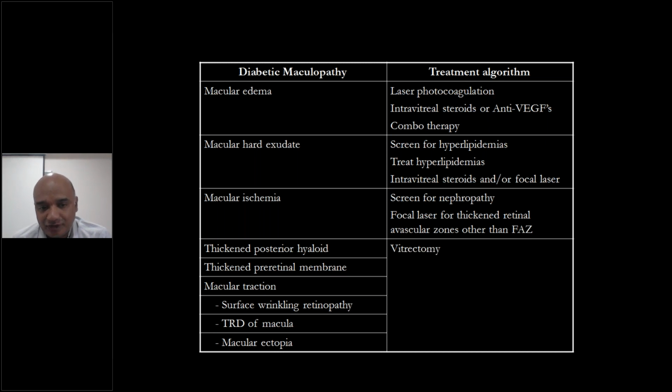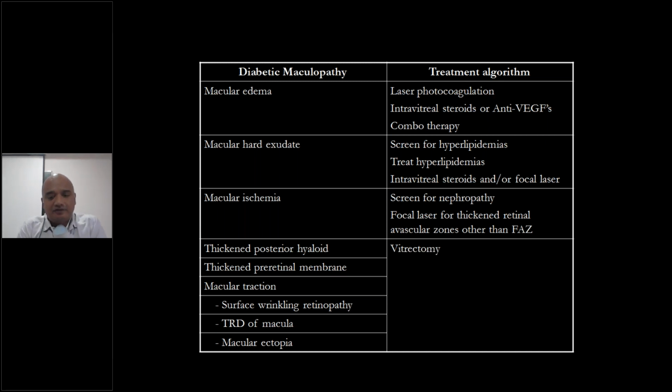And if there is a thickened posterior hyaloid, thickened pre-retinal membrane, or macular traction, which can cause tractional RD or macular ectopia, surface wrinkling. Basically, when there is a proliferation over the macula, it can be in the form of thickened posterior hyaloid, or the posterior face of the vitreous, or a thickened pre-retinal membrane, that is nothing but fibrous proliferation over the macula. Then the only option which remains is to do vitrectomy.